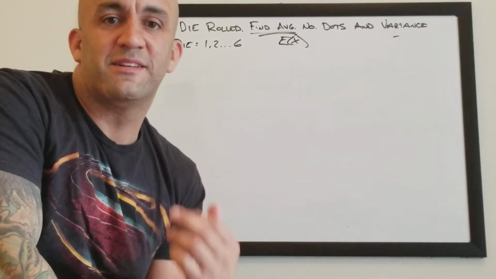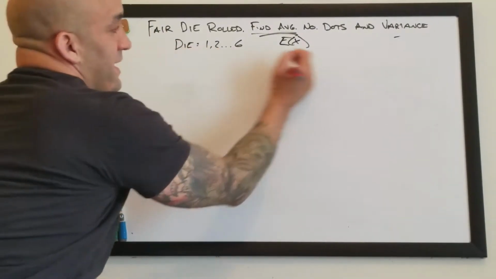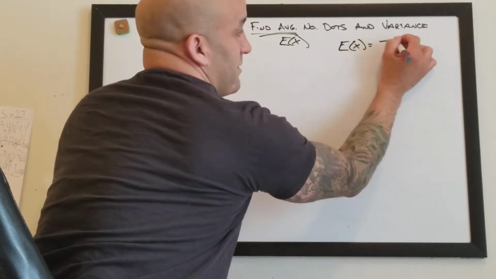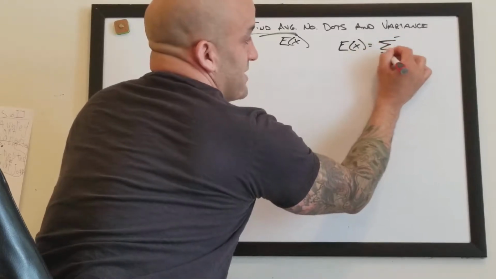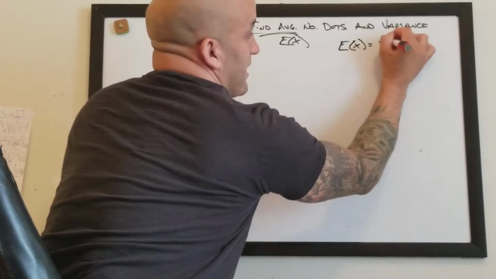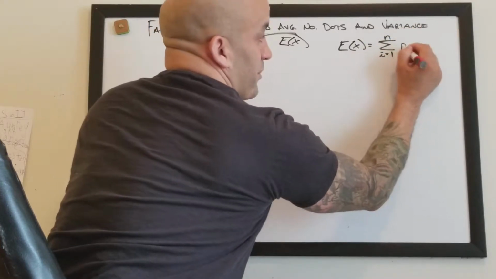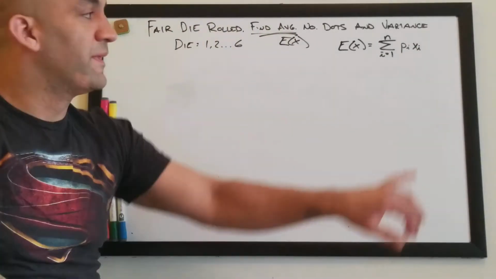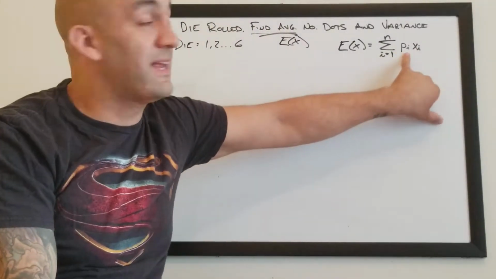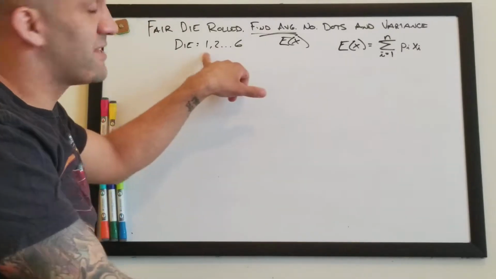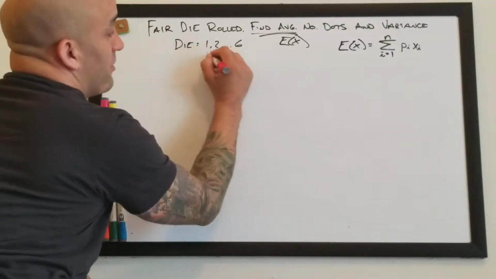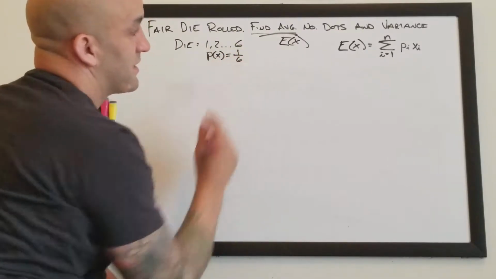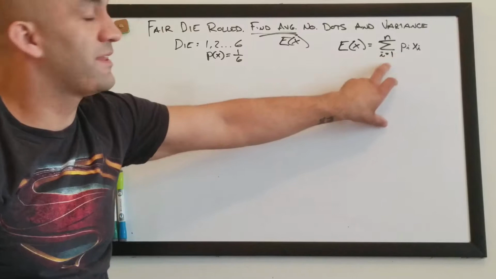Now, when we're looking at a discrete case, we want to pay attention to this equation. The expected value of x is equal to the sum from i equals 1 to n of the probability of x sub i times x sub i. This is the probability that we're going to get x for each one. Now, there's 6 sides to a die, so the probability of any value is going to be 1/6. So we can start to fill that into this equation.